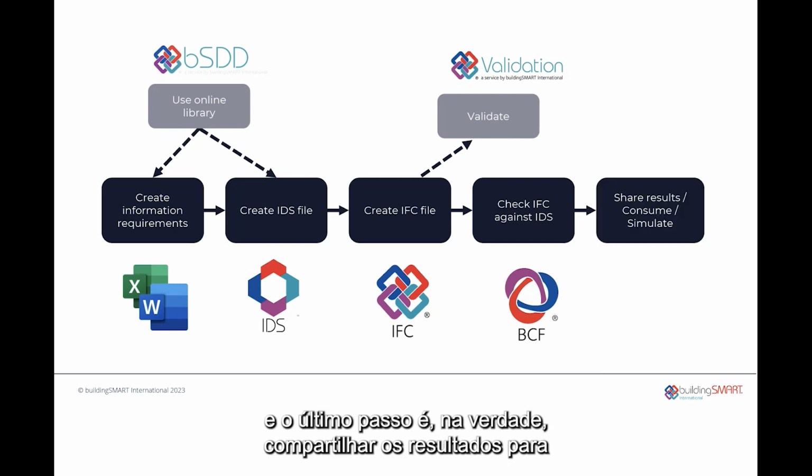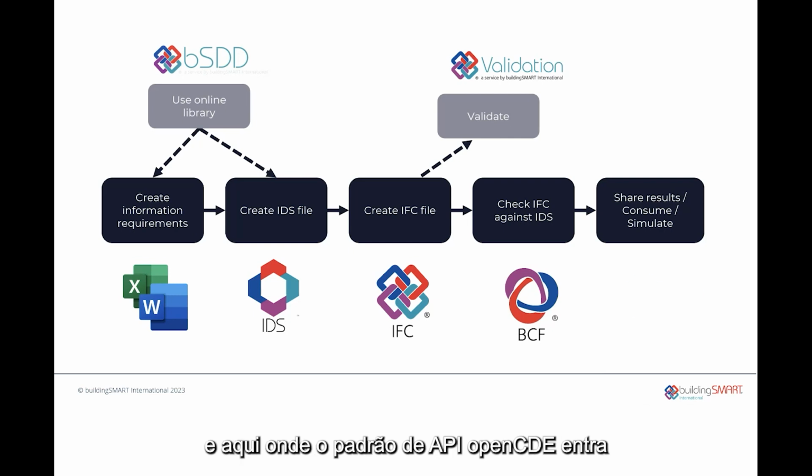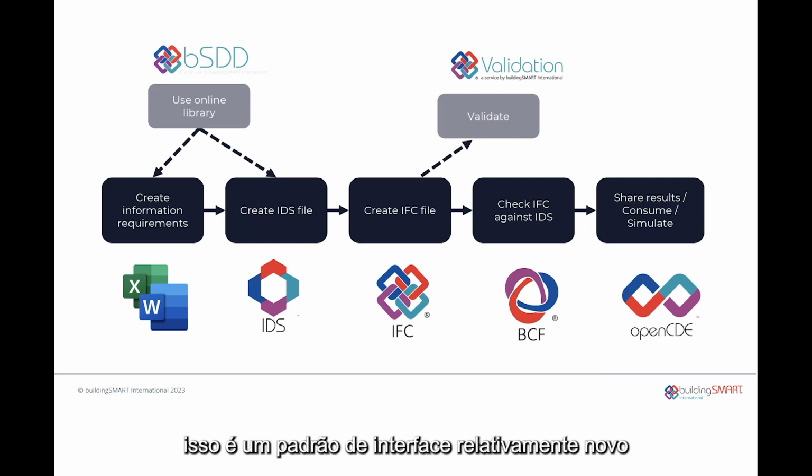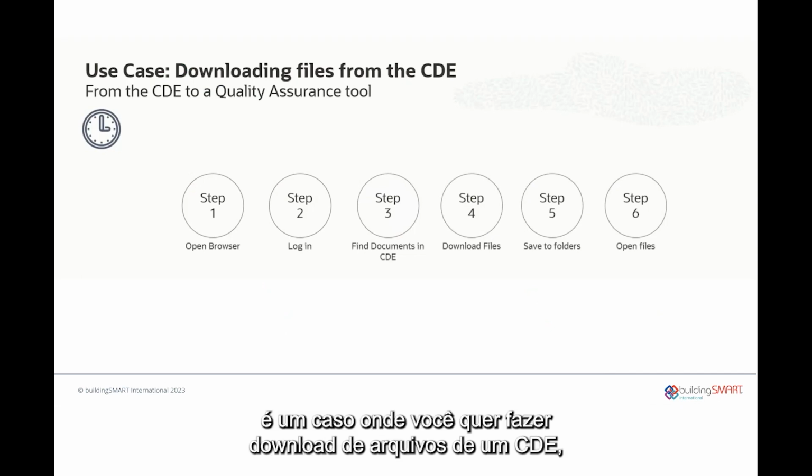And then the last step is to actually share the results, share the IFC file, or maybe even the issues from the BCF, to others. And this is where the openCDE API standard comes in. So this is a relatively new interface standard, and we don't have fancy pictures of this yet, but the easiest way to explain is an example, a use case where you want to download a file from a CDE.